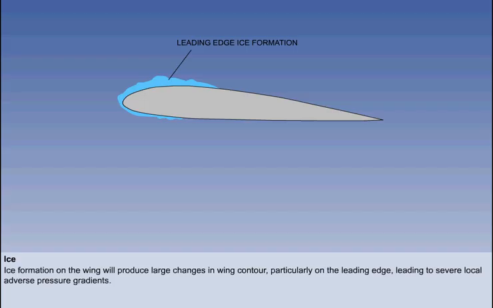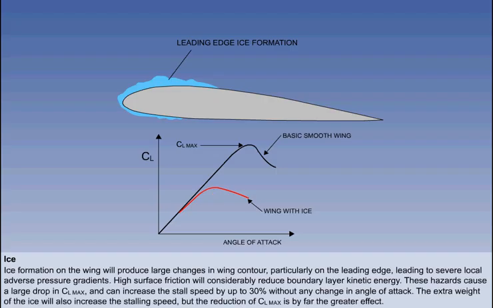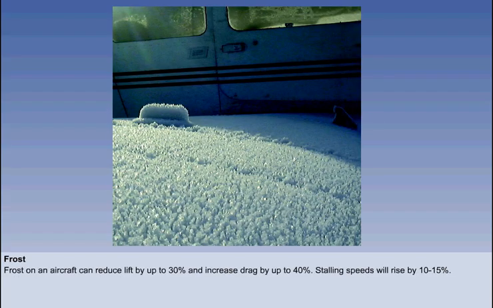Ice formation on the wing will produce large changes in wing contour, particularly on the leading edge, leading to severe local adverse pressure gradients. High surface friction will considerably reduce boundary layer kinetic energy. These hazards cause a large drop in CLmax and can increase the stall speed by up to 30% without any change in angle of attack. The extra weight of the ice will also increase the stalling speed, but the reduction of CLmax is by far the greater effect. The effect of frost is more subtle.